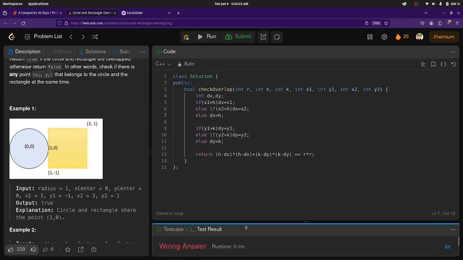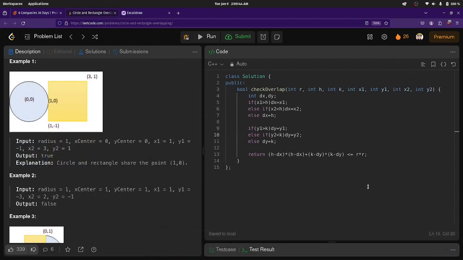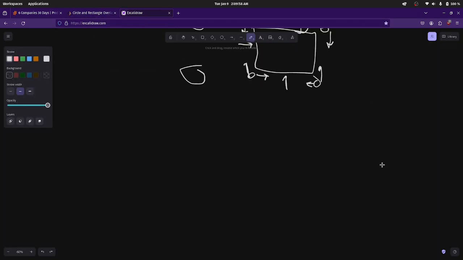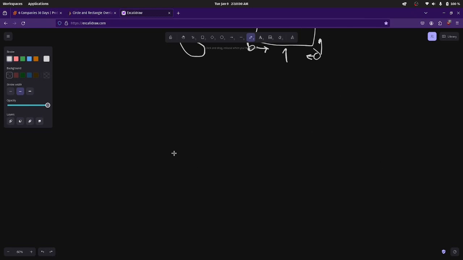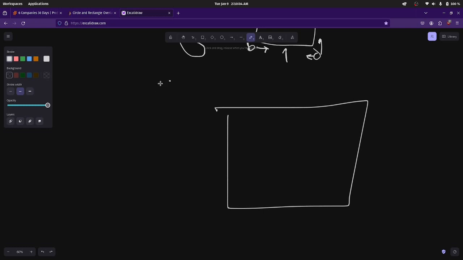Okay, it failed. The mistake I was making is that I was checking x2 is greater than h, which is wrong, right? I shouldn't do that. Let me tell you why. It's quite evident, I was doing that, and I shouldn't.